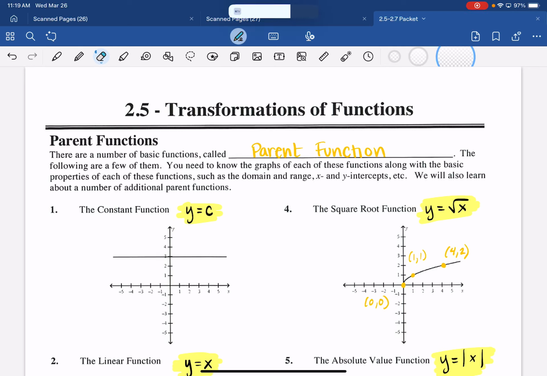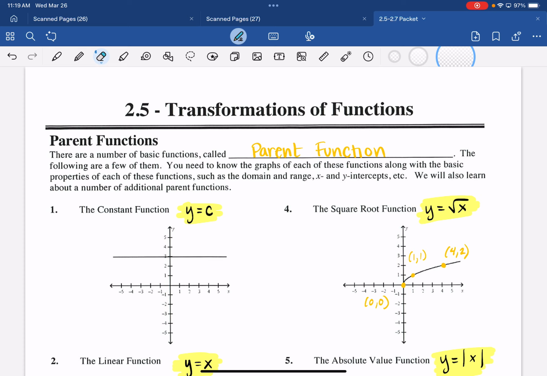Most of today should be a review. We're going to apply the idea of transformations to a couple of new things. For starters, we need to talk about parent functions. Now I'm giving you a whole library of parent functions, if you will. They're all on this front page. You are responsible for remembering all of these.